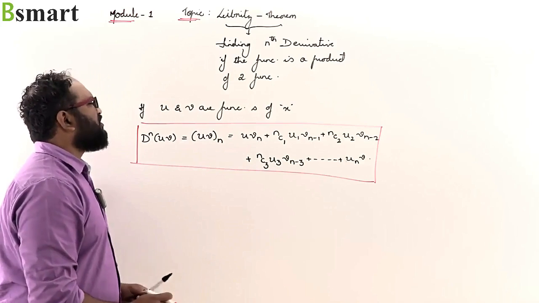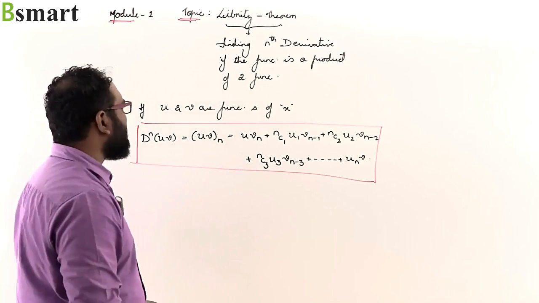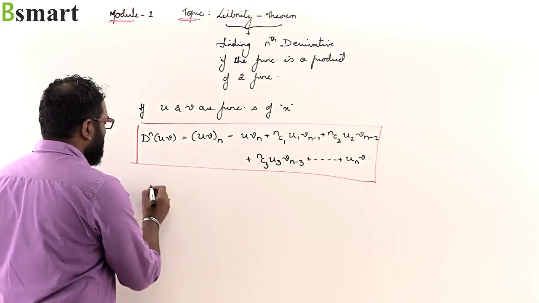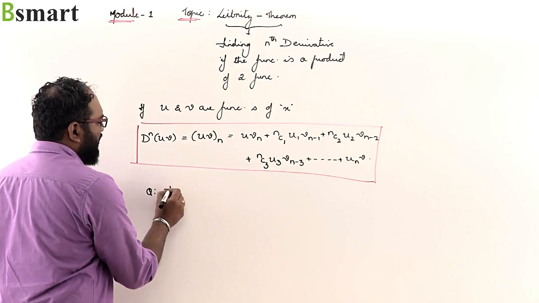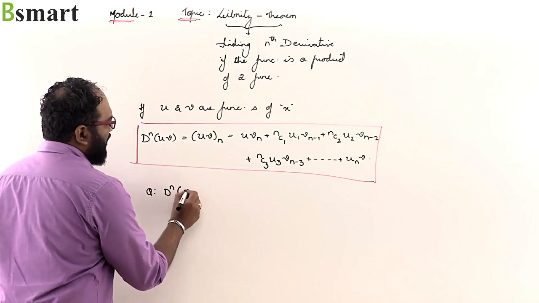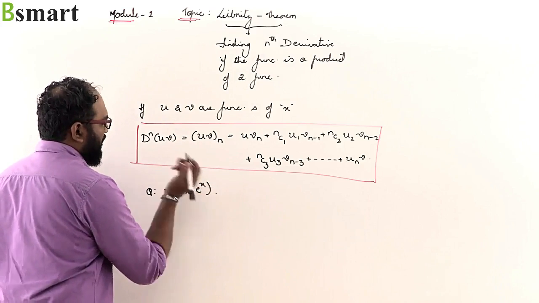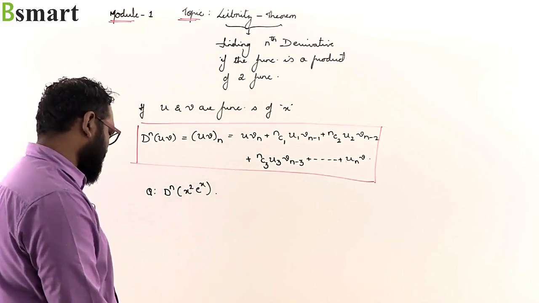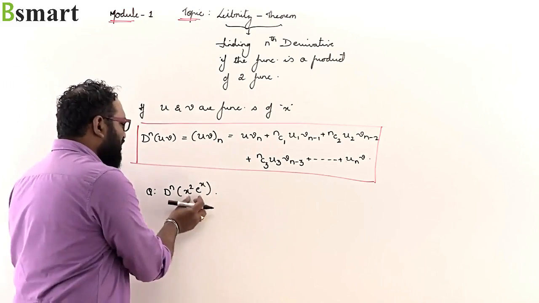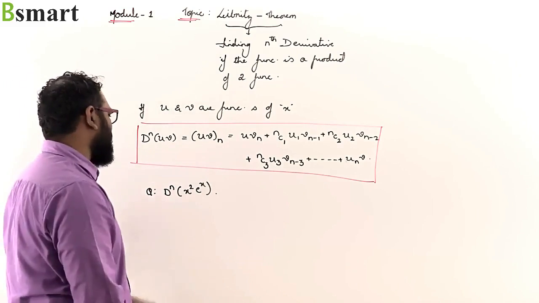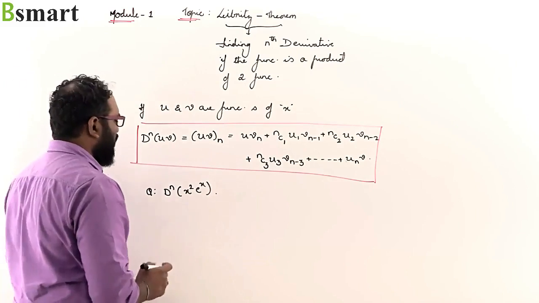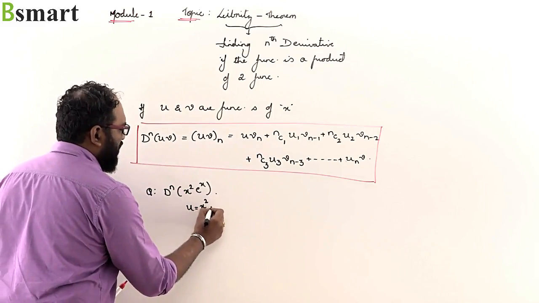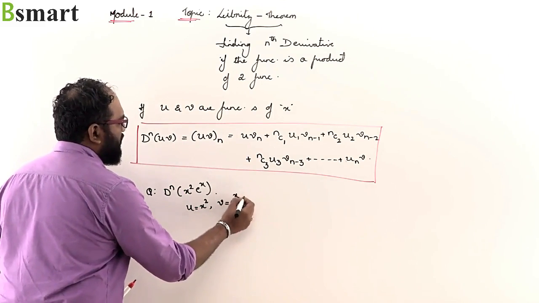Now we'll solve some problems on how to find the nth derivative by using the Leibniz theorem. Let us say we are asked to find the nth derivative of x squared e to the power x. As we have a product of two functions, we can't apply differentiation individually. So I'll apply the Leibniz theorem by taking u equals x squared and v equals e to the power x.